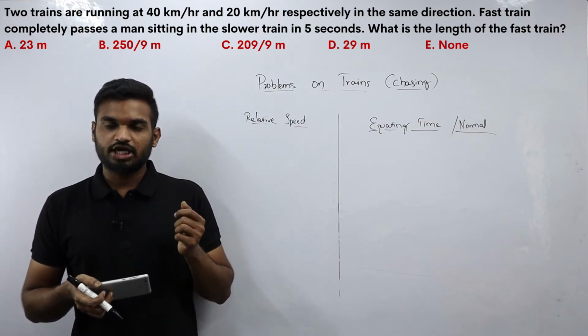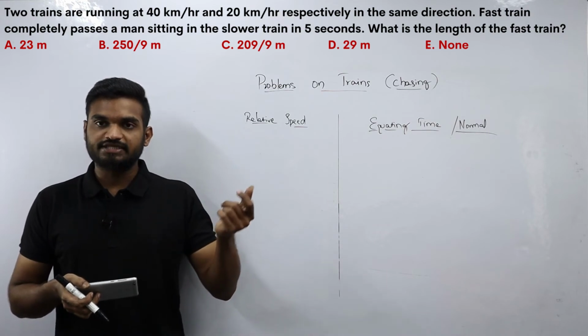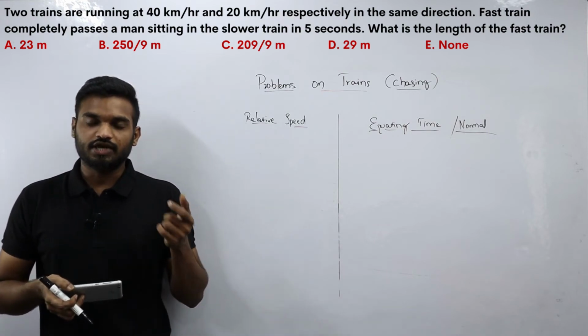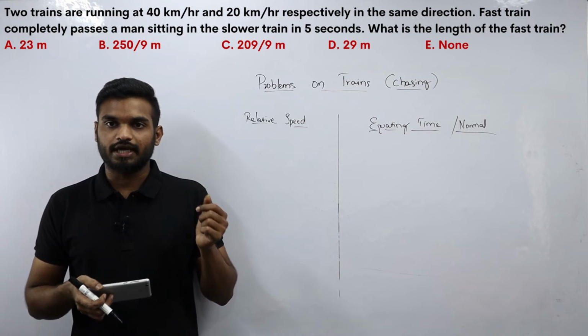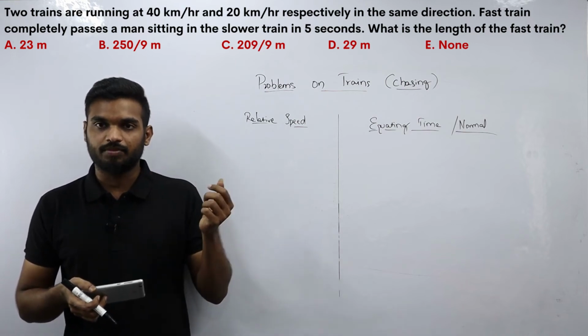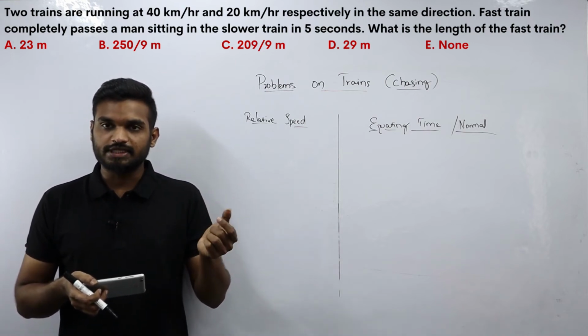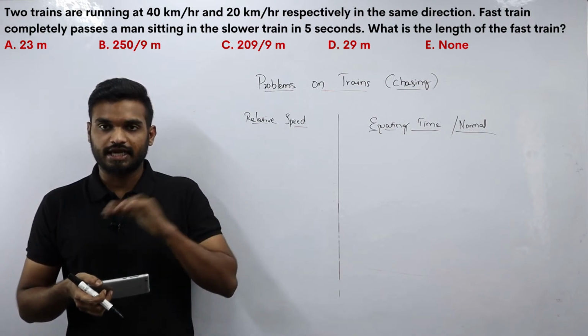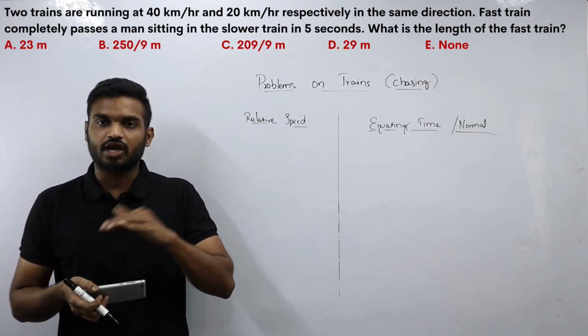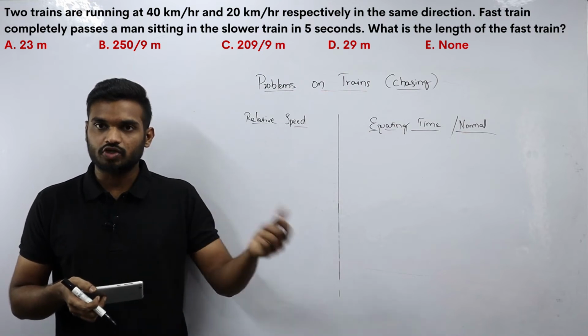Okay, see here what they have given is that the train is crossing a man sitting in the slower train. Whenever they say the man is sitting in the slower train, the train is indirectly crossing only the man here, but not the total train. Remember this: whenever they give that a man is sitting in the train and a train is crossing it, the train is indirectly crossing only the man, but not the total train.